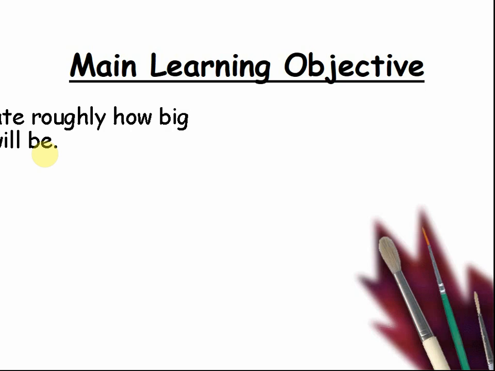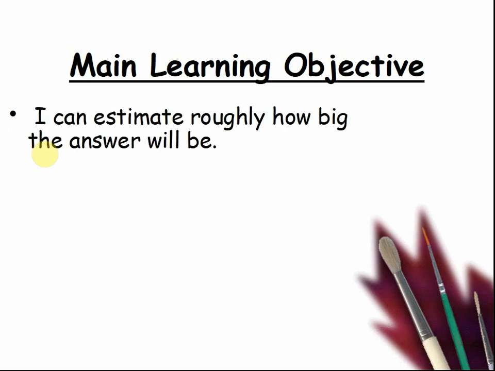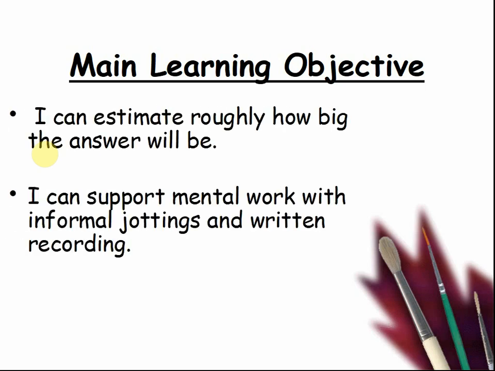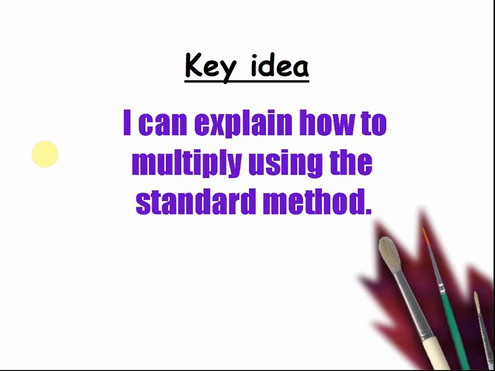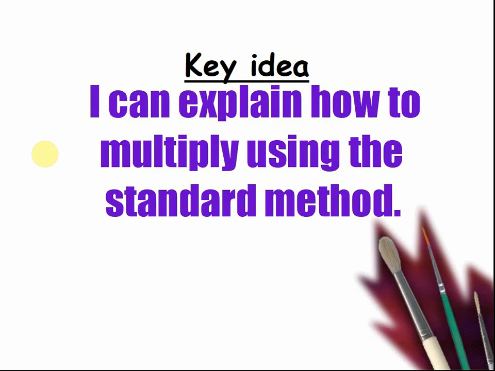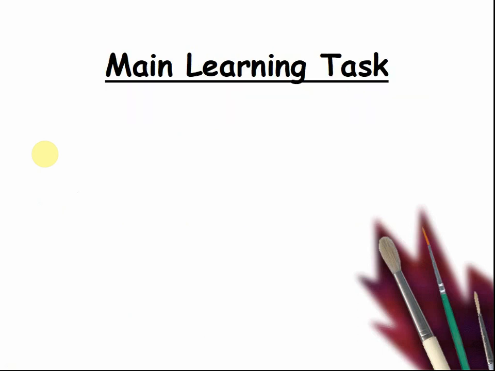Main learning objective. I can estimate roughly how big the answer will be. I can support mental work with informal jottings and written recordings. I can use a standard written method for multiplication. Key idea. I can explain how to multiply using the standard method. Main learning task.